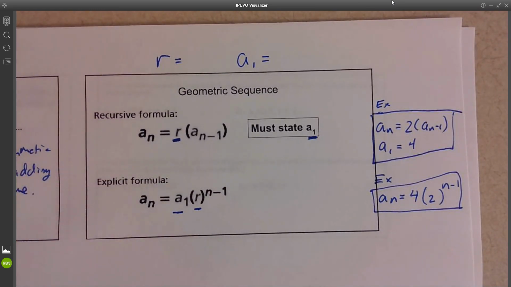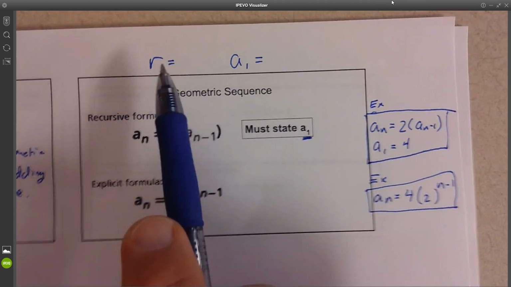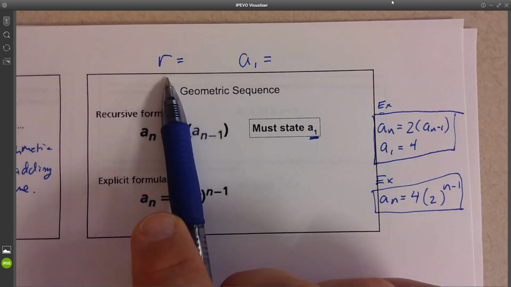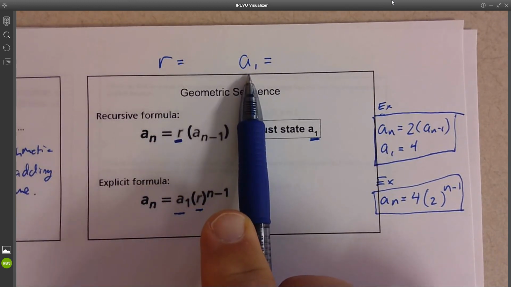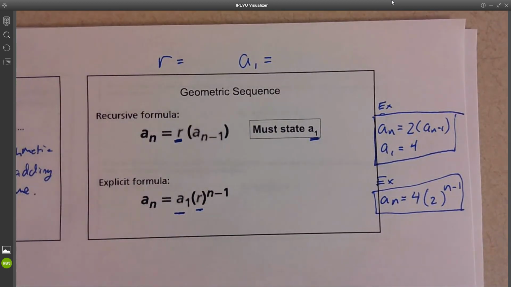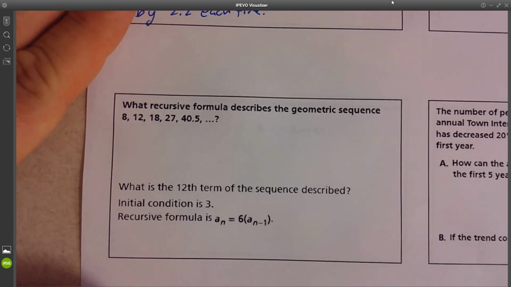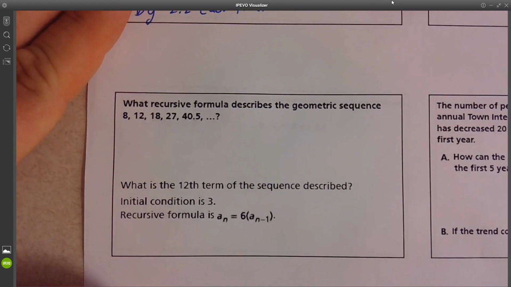And in terms of the arithmetic one, it is a lot like y equals mx plus b, or a linear equation. So you had to know the slope and the y-intercept. Same with this. We need to know what is the multiplier, the ratio, okay? And then what is the starting place? What's the first number, okay? So what recursive formula describes the geometric sequence?